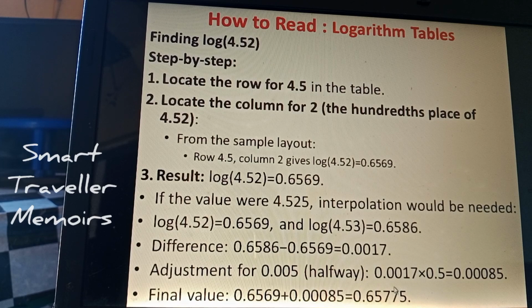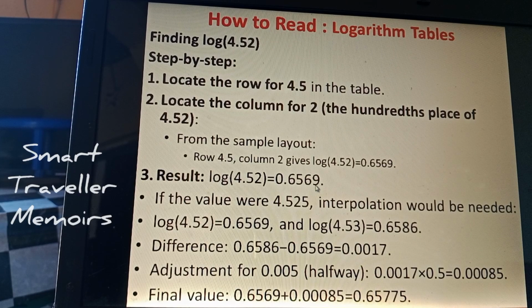Find the logarithm of 4.52. Locate the row 4.5 in the table, locate the column for 2, the hundredths place. From the sample layout, 4.5 column 2 gives the logarithm of 4.52 as 0.6569. Result: the logarithm of 4.52 is 0.6569.